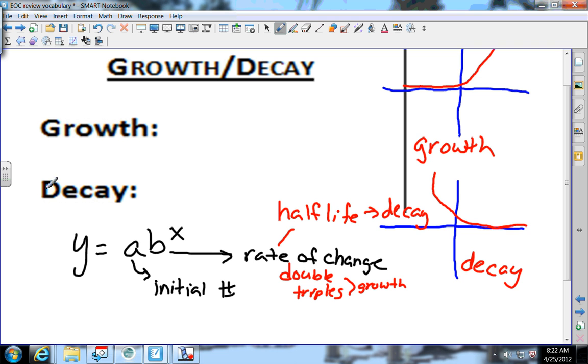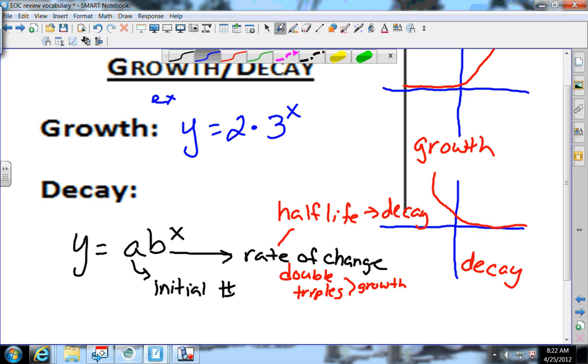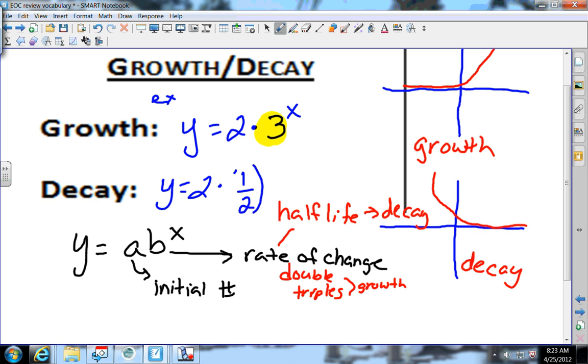So, for example, when we're talking about growth, we have y equals 2 times 3 to the x power. What is making that be growth is this number right here, that it is larger than 1. If it was decay, an example would be a half-life, which would mean I would use a fraction right there as the base. That's what would cause it to be decay.